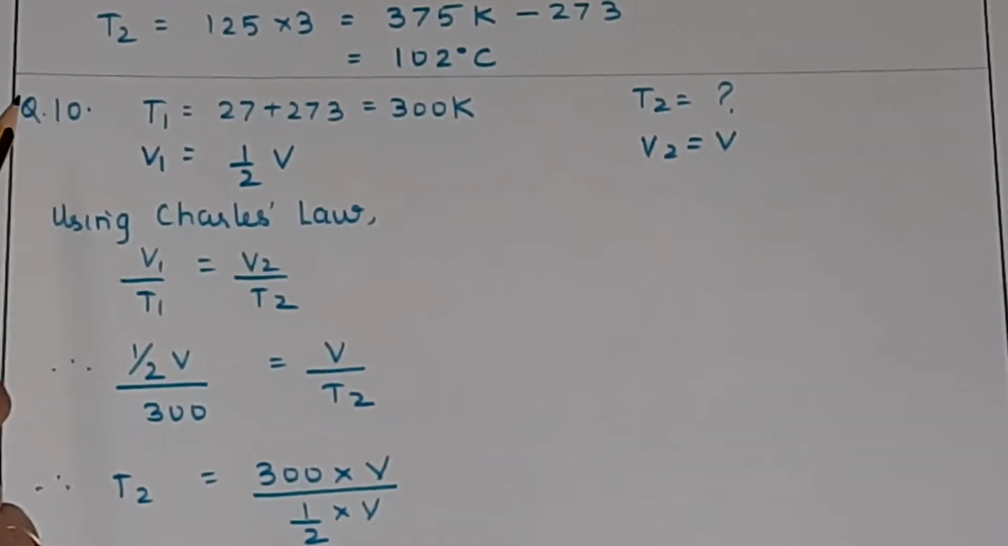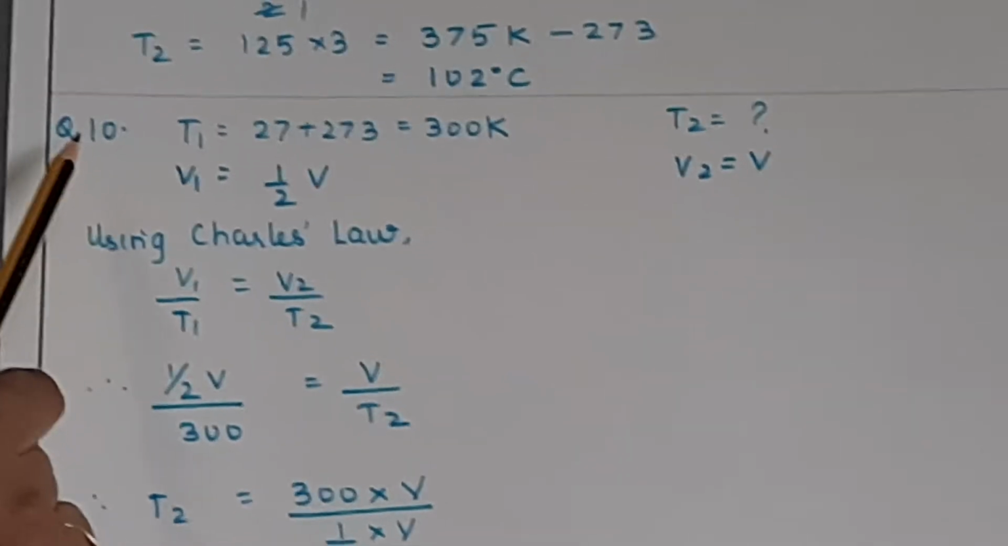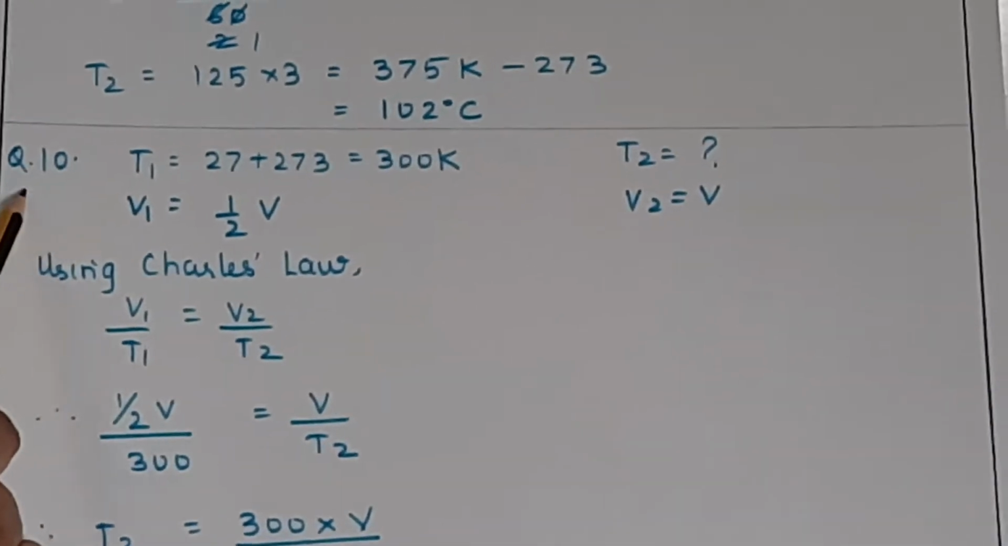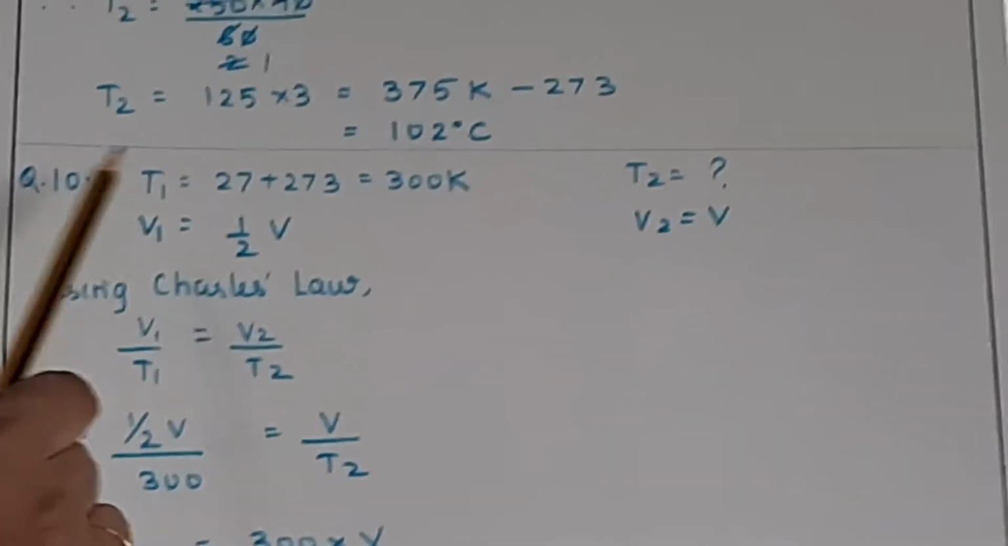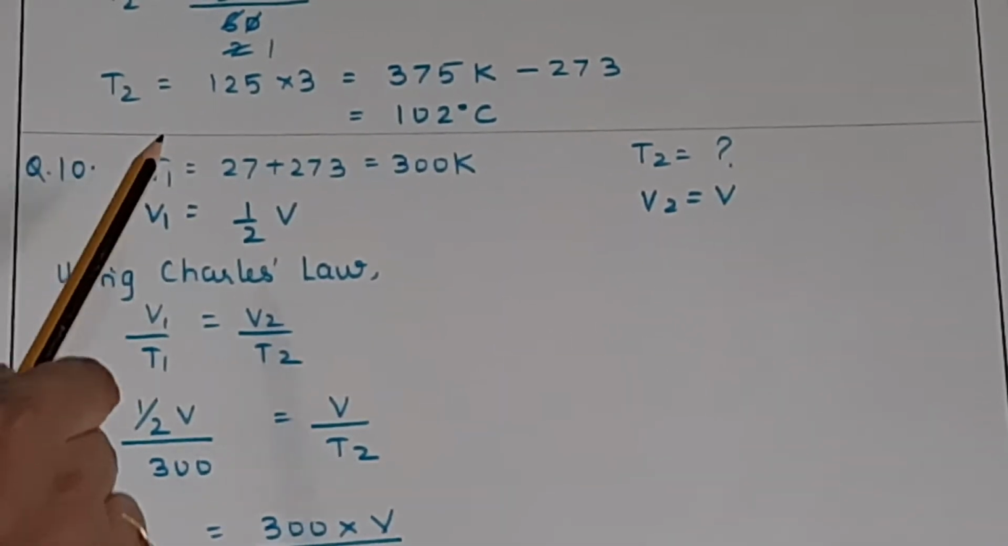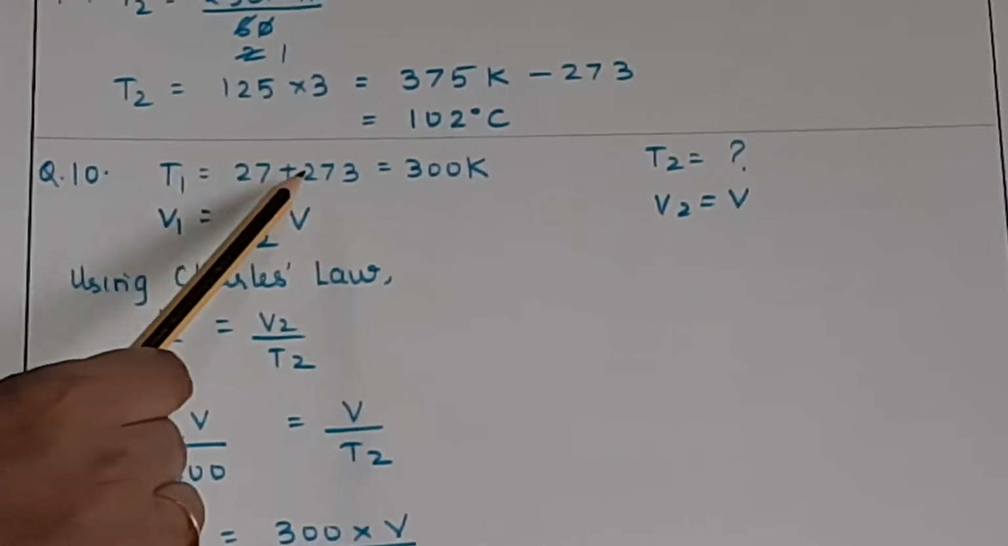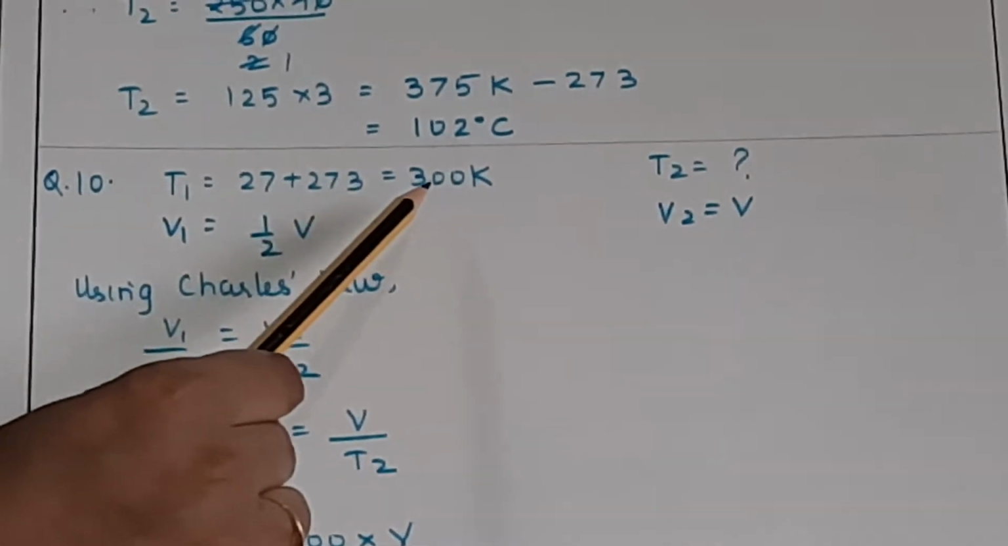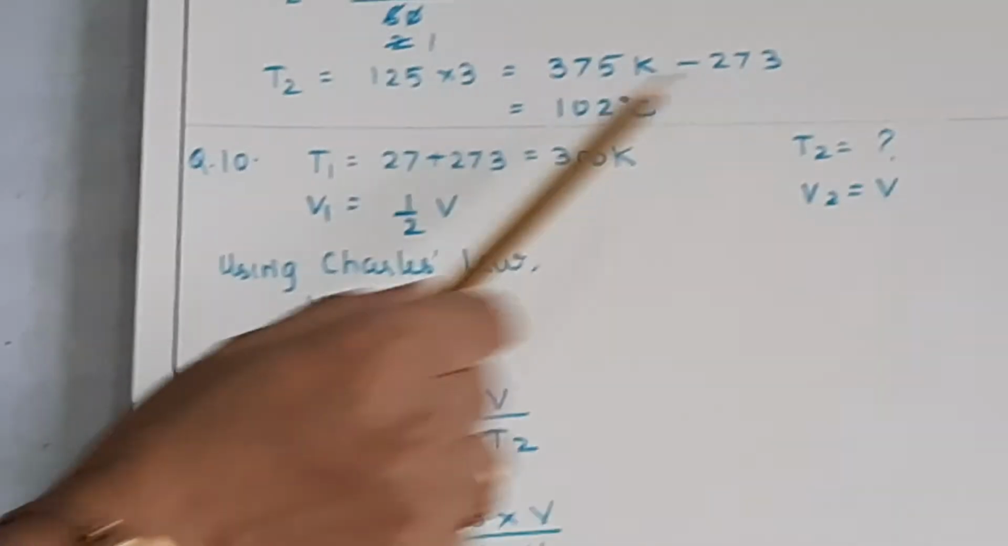Just see this. Now this is a different sum. The sum which is given in the Anish book is different. Now you treat this as a separate sum. We will do the 10 sum separately. So T1 is 27 plus 273, that is 300 K, and T2 we don't know.